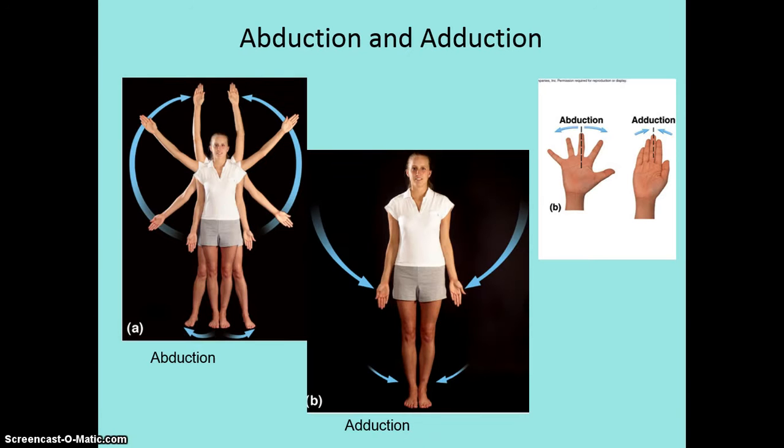So look at part A. That woman is abducting her arms by bringing them away from the body. And then in part B, she is bringing her limbs back to her body, or adducting them. Technically, it's also possible to abduct and adduct your phalanges, your digits. So look at the upper right-hand corner. You can see what abduction of the digits looks like and what adduction looks like.